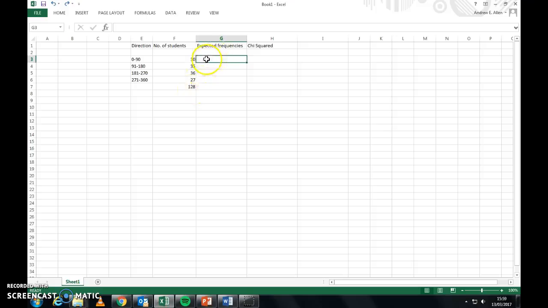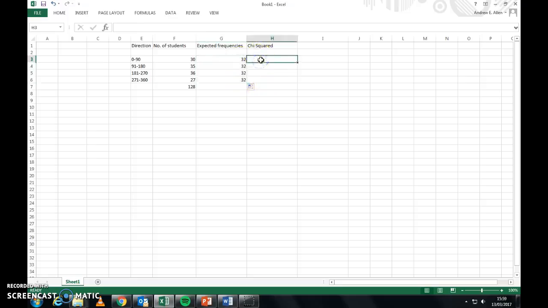So now we need to calculate our expected values. So if we just use the usual fashion for this, you'll see it comes to 32, and I'll just drag that down if I can persuade the cursor to sit on the right part of the cell. There we go. So we've now got our expected values in place.